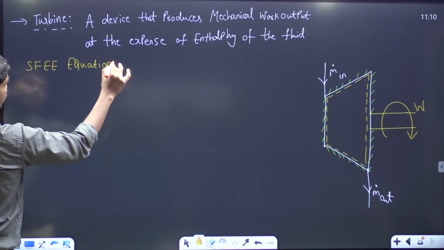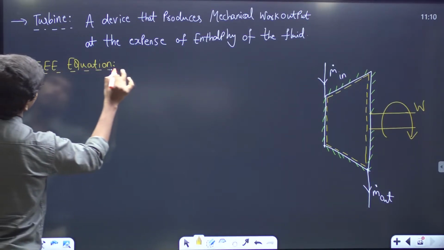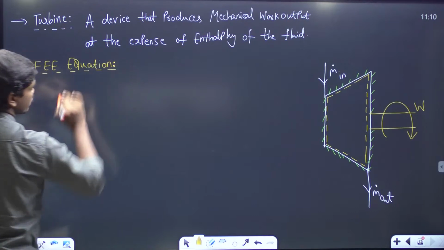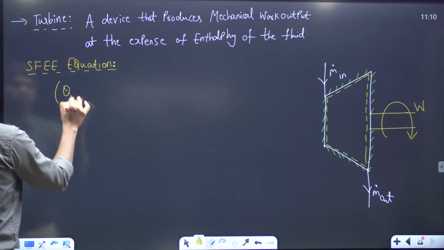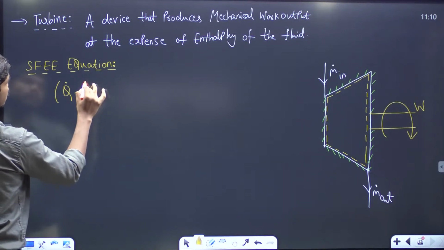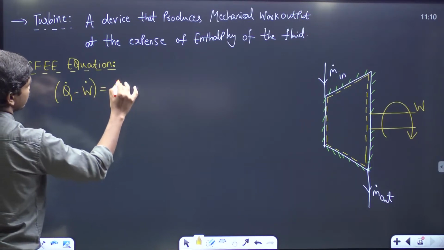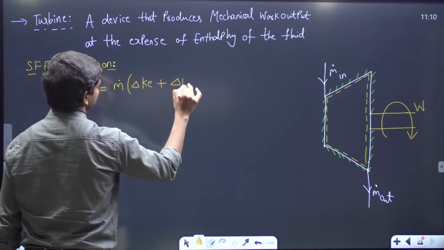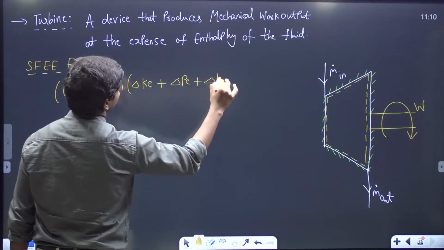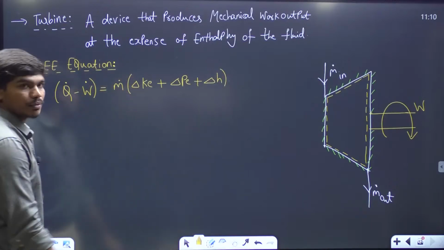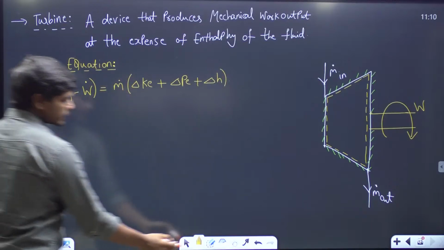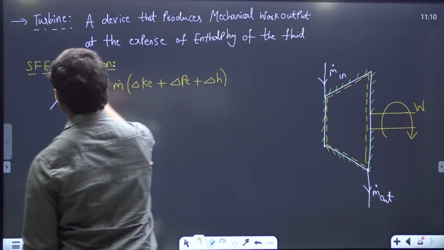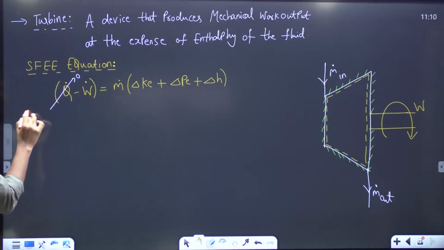So if you apply the steady flow energy equation, Q dot minus W dot is equal to m dot into (delta KE plus delta PE plus delta H). So see what happens now. This Q dot is assumed to be 0 because we are insulating this perfectly. So this is 0 because it is a perfectly insulated turbine.